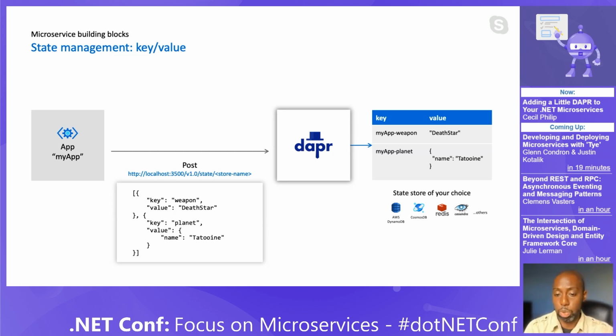So if you notice here, we could support Cosmos DB or Redis. We could support Cassandra and Cosmos DB and tons of other things.